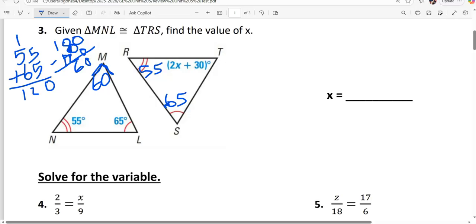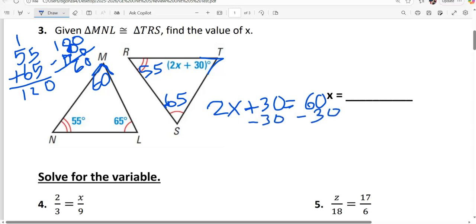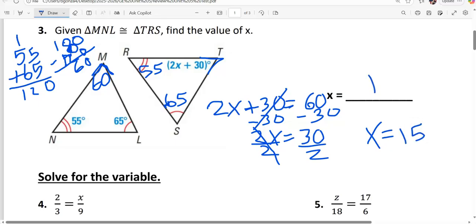So we know angle T matches angle M. So we can set the 2x plus 30 equal to 60 because they are congruent angles. Let's get rid of that loner, the positive 30. Subtract 30 from both sides. We get 2x equals 60 minus 30, which is 30. And then divide by 2 to get rid of that coefficient. And we should get 15.